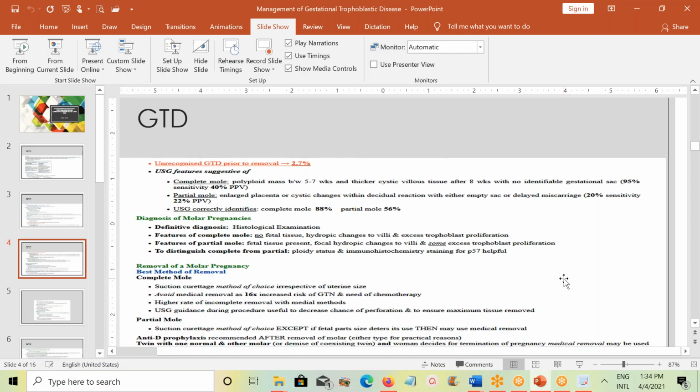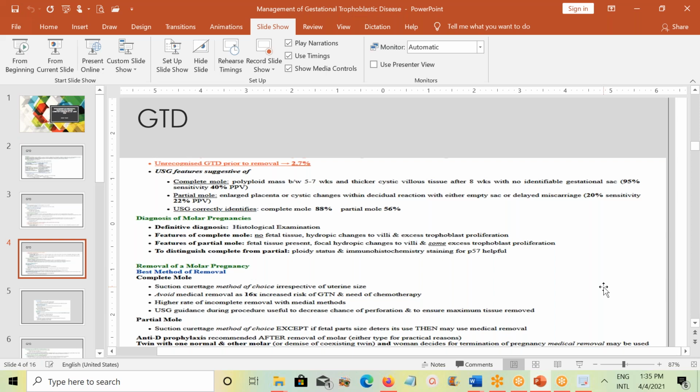So we are going for suction evacuation because the purpose is to remove the tissue from there, not to curette the uterus. In cases of the partial mole, we should know that suction curettage is the method of choice, except where we cannot offer this one. If the size of the baby is large, there can be a problem because the bony tissue of the baby is there, so it can cause perforation and injury to the uterus. That is the point. Okay, that is one thing.